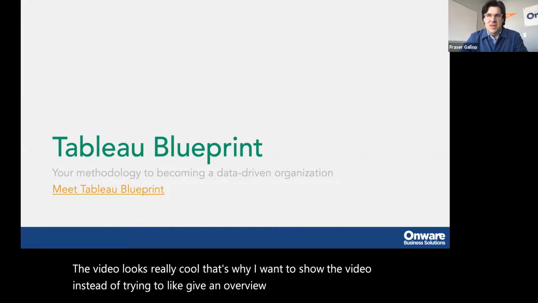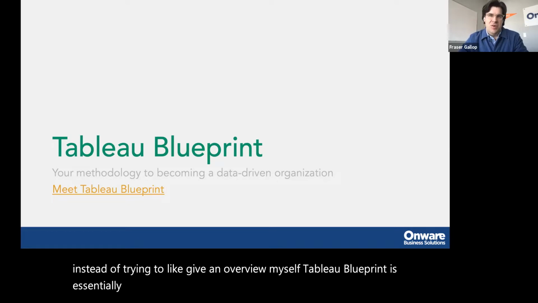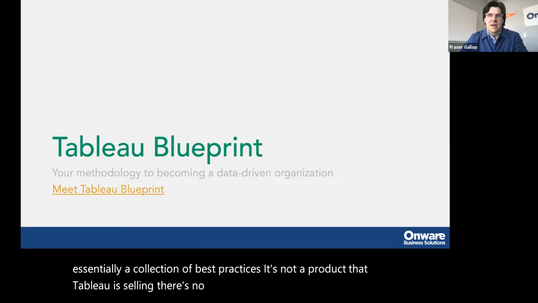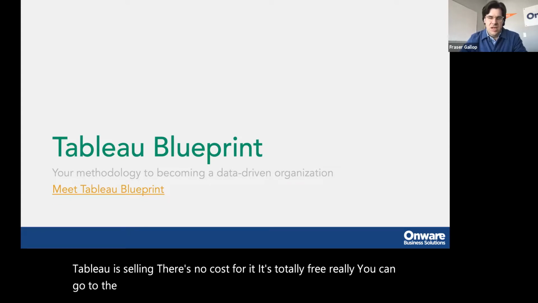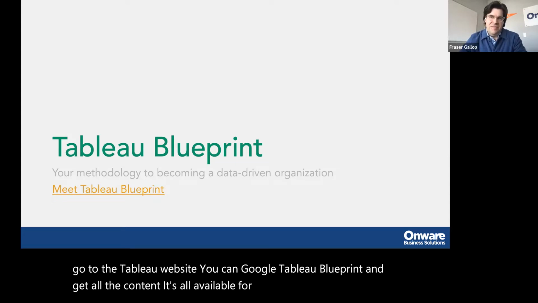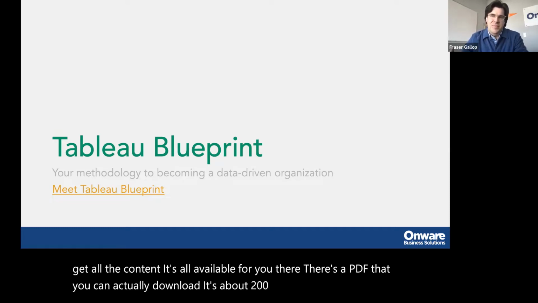Tableau Blueprint is essentially a collection of best practices. It's not a product that Tableau is selling. There's no cost for it. It's totally free. You can go to the Tableau website, Google Tableau Blueprint, and get all the content. It's all available for you there. There's a PDF that you can actually download. It's about 250 pages long.